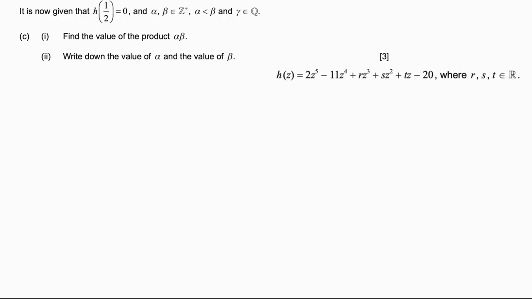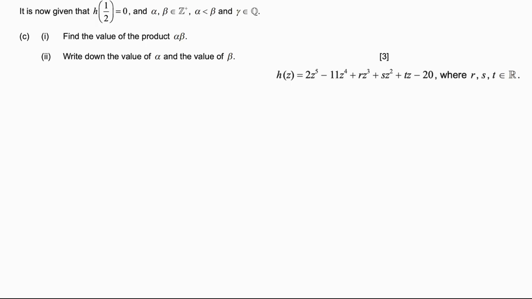So for part C, we're given that h of a half is equal to 0, where alpha and beta are positive integers, and beta is greater than alpha, and gamma is a rational number. So for C part 1, we need to find the value of the product of alpha times beta. This is the key in this question really. It tells us that we're dealing with the product of roots. So what we can do is first write down the information that we have.